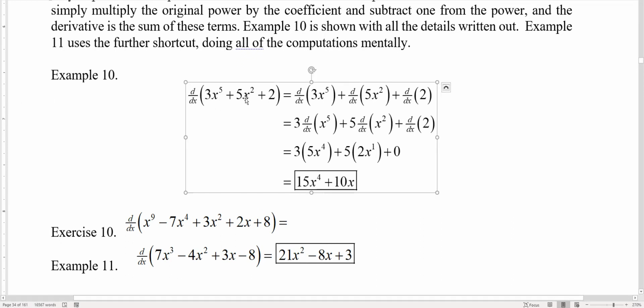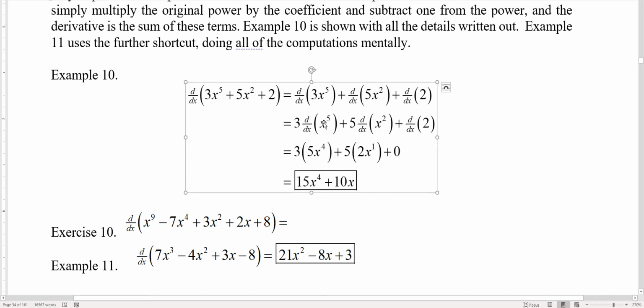So here we have a derivative of the sum. The last thing is adding things together, so we use the sum rule. The derivative of the first term plus the derivative of the second plus the derivative of the third. Here we use the constant multiple rule on the first two to say this is 3 times the derivative of x to the fifth. This is 5 times the derivative of x squared. On the last term, the derivative of a constant is 0 using the constant rule.